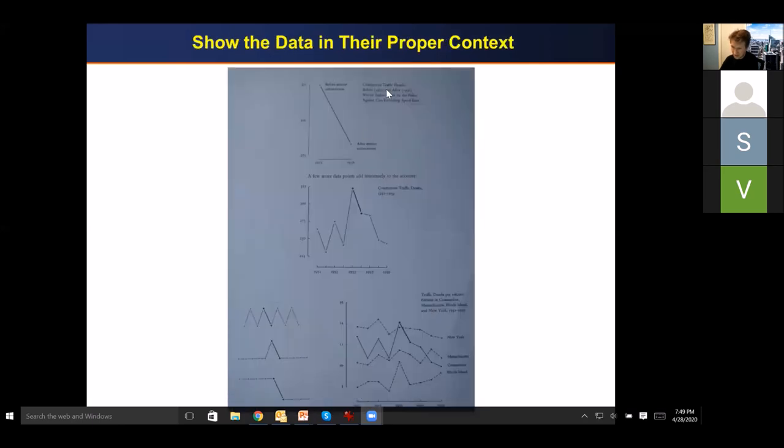Another thing is this one here: show the data in proper context. So this data set is here, have to read it. Before stricter law enforcement, the connective traffic deaths, before strict enforcement, after strict enforcement. When you just look at this, from one year to the next, it went down a lot. There was no strict enforcement, traffic deaths were pretty high, then you strictly enforced the law, and then it went down. This is all you show, and you think, wow, great, this has really helped.